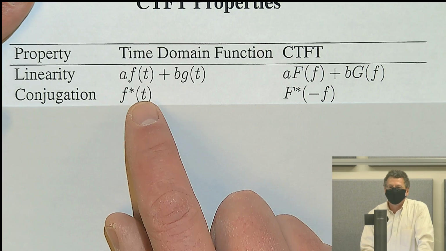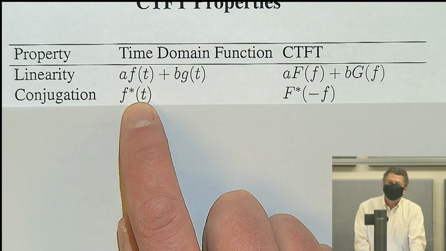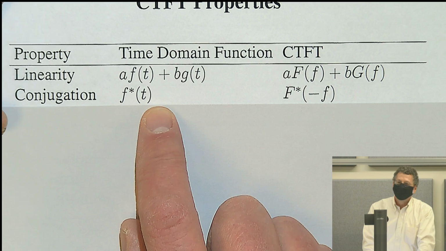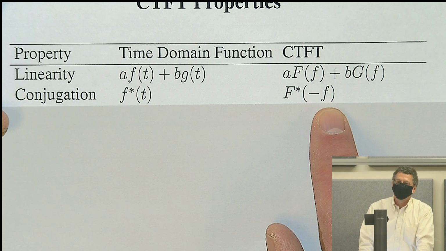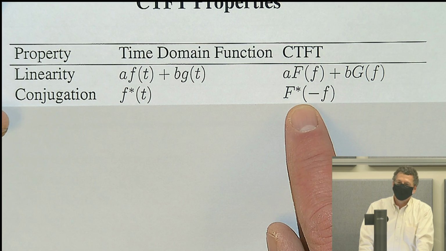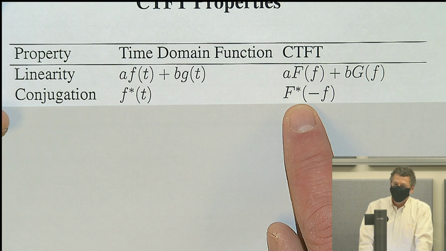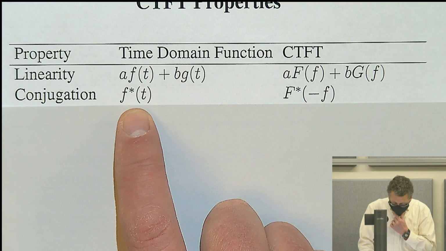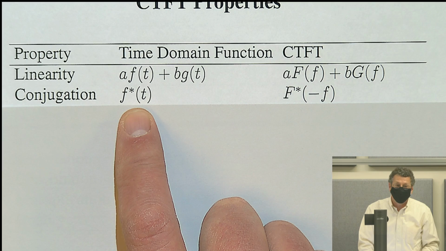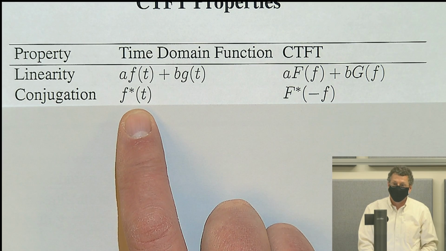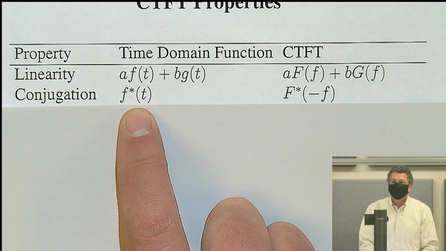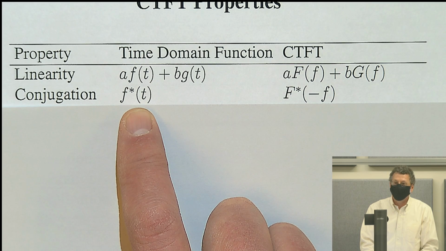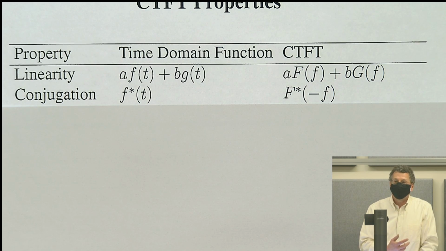Okay, this one's a little bit abstract but useful. If you take the complex conjugate of a signal in time, you get the Fourier transform flipped in frequency and complex conjugated. So this has an important consequence. If it's a real valued signal, then it's equal to its complex conjugate. So the Fourier transform of a signal and its complex conjugate, for a real valued signal, are the same.